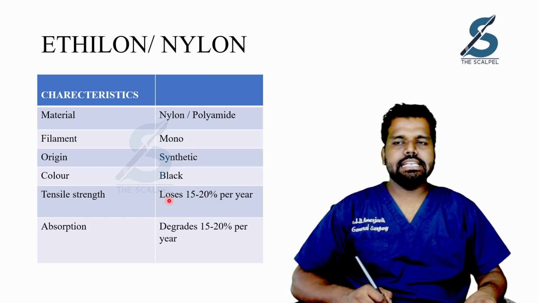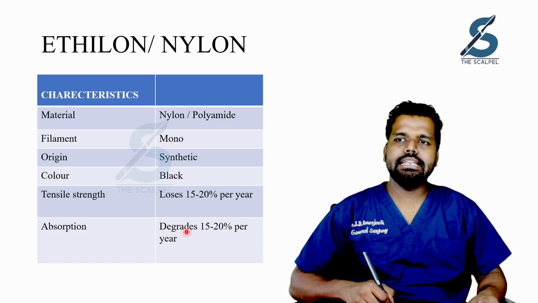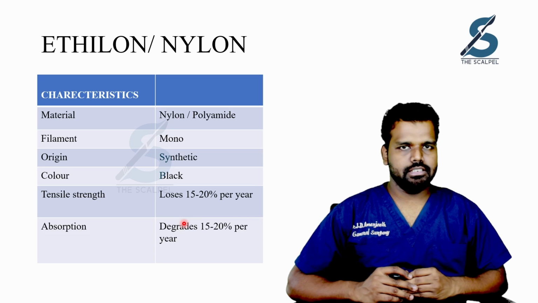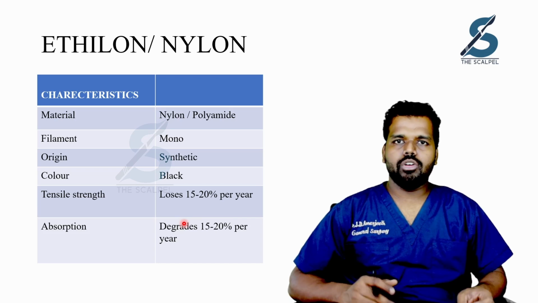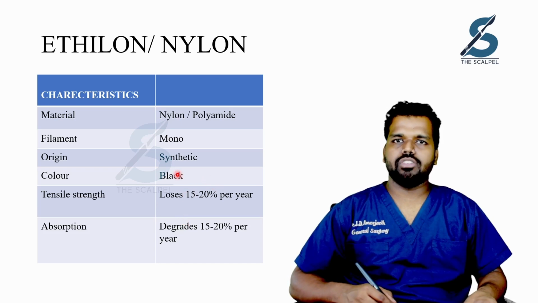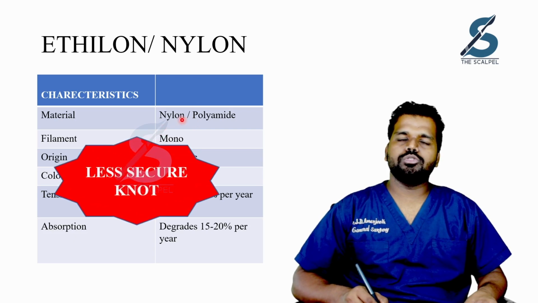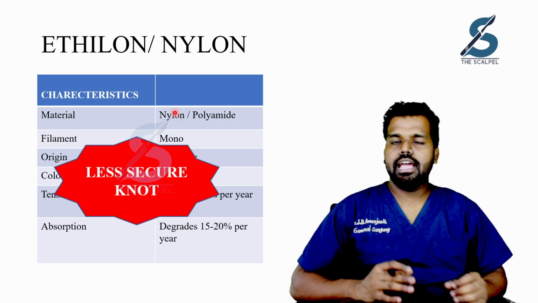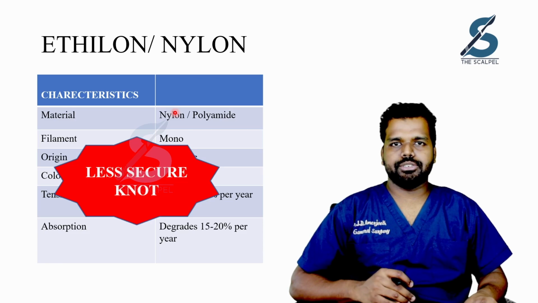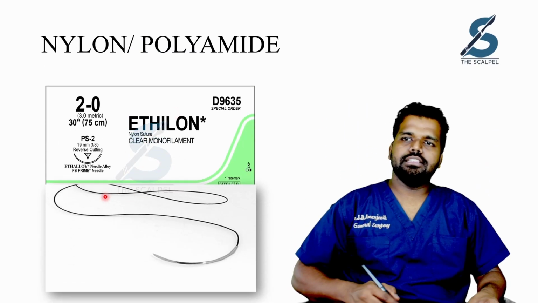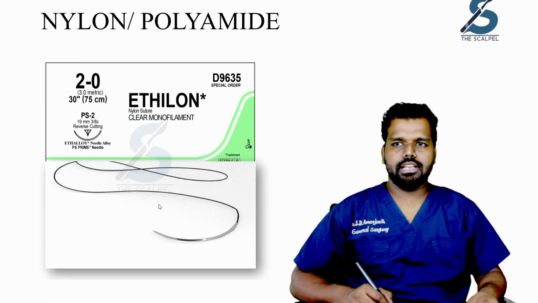The tensile strength is lost about 15 to 20% per year, and it degrades 15 to 20% in every year. So Ethilon also, by the end of 5 or 6 years, is almost absorbed. And as you can see, it's a monofilament suture material. It has memory, and the knots here are less secure. And this is how the suture material looks like.